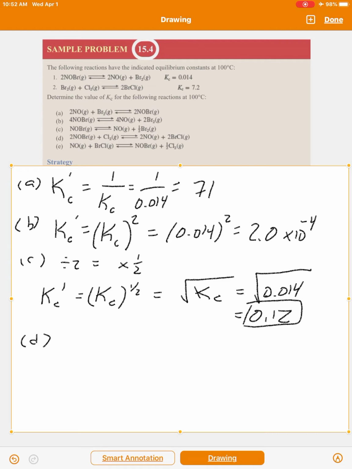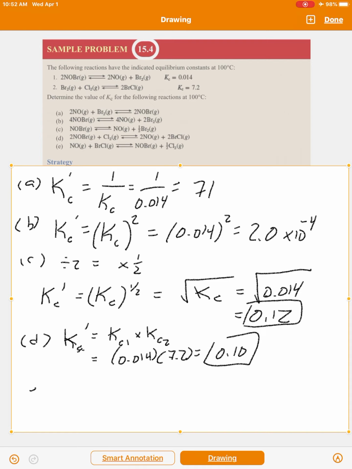So if you just add them, Kc prime, when you add reactions, you multiply the equilibrium constants. So it looks like D is just the addition of those two reactions. Kc prime is just going to be Kc1 times Kc2. So that would be 0.014 times 7.2, and that's 0.10.